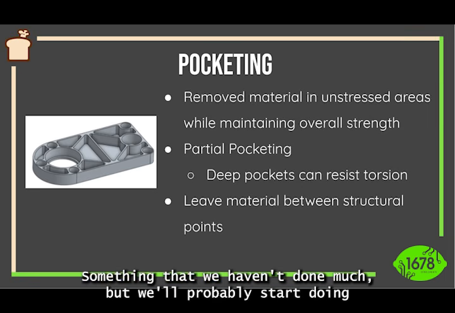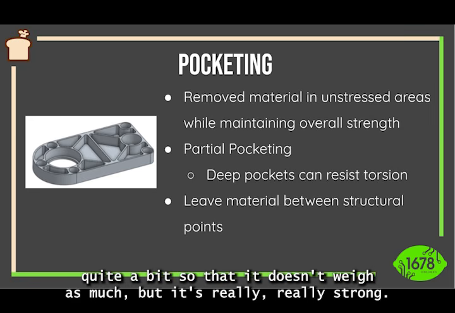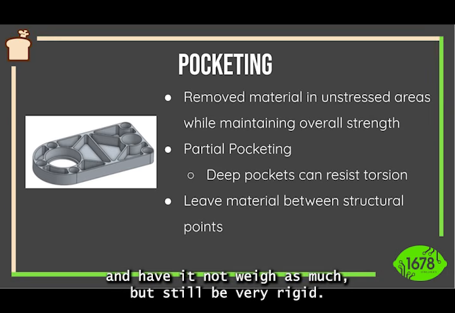Something that we haven't done much, but will probably start doing in the on-season, is using really thick stock but pocketing it quite a bit so that it doesn't weigh as much, but it's really torsionally strong. This is a really good way to not have too much material and not weigh as much, but still be very rigid.